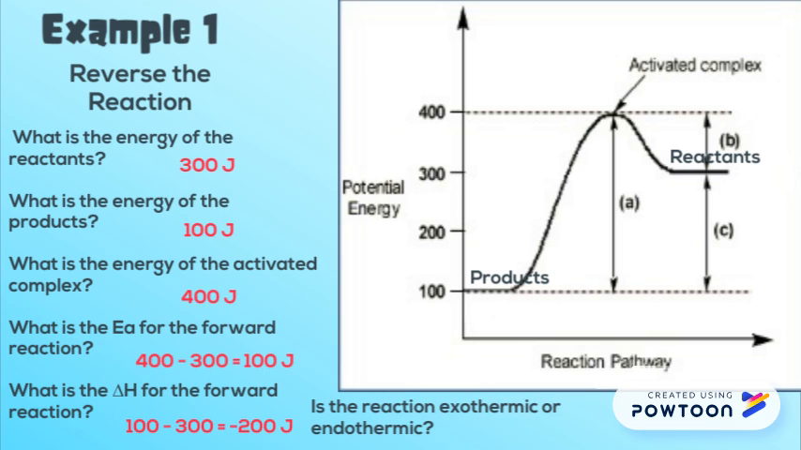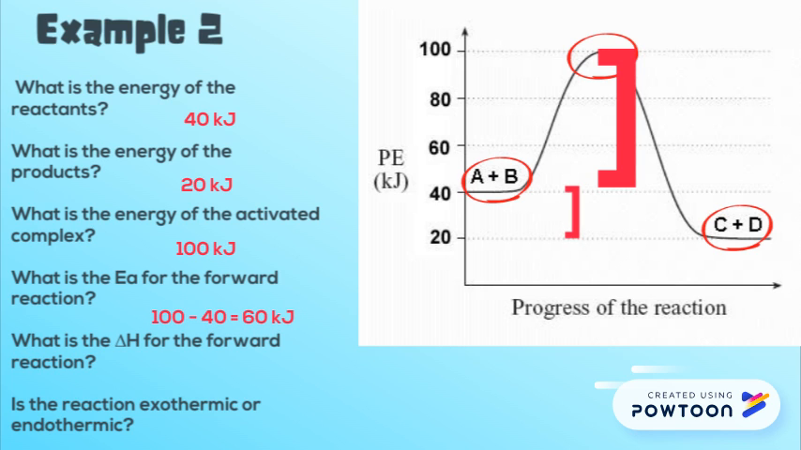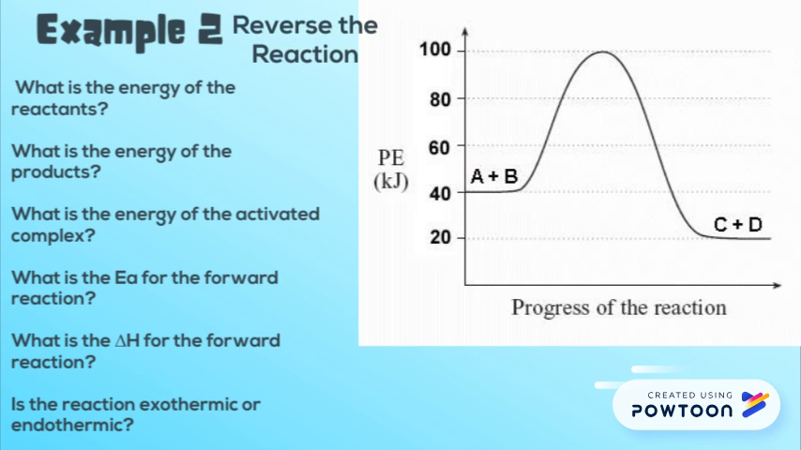And lastly, identifying what type of reaction the reverse is. Our reactants start higher and our products go lower. In reverse, it's an exothermic reaction. It's always going to be opposite in reverse. Pause the video and see if you can do example 2 on your own. Again, pause the video and try the reverse of example number 2.